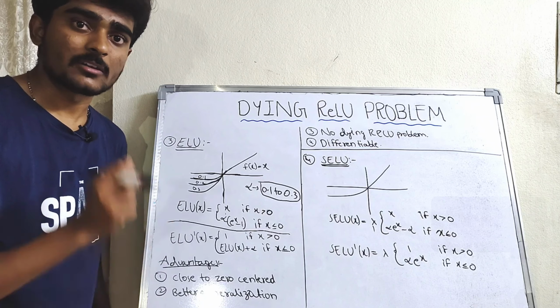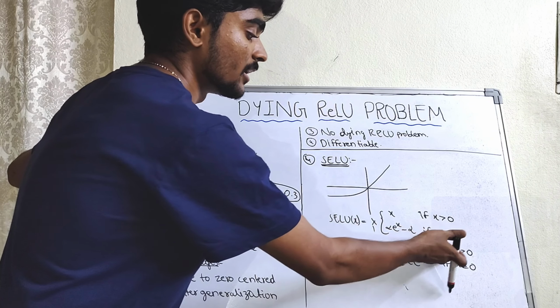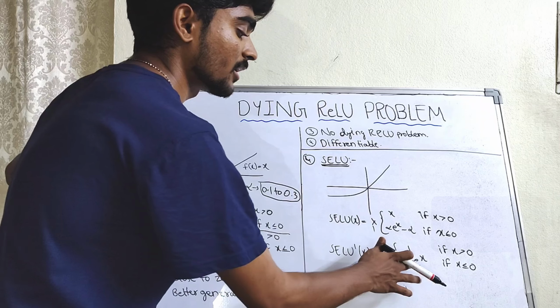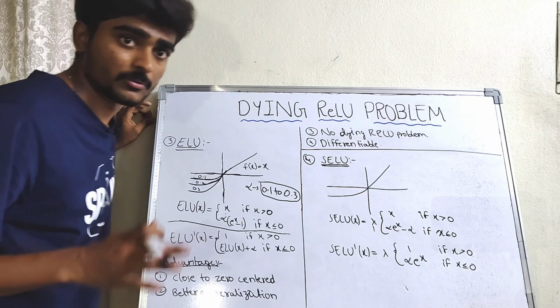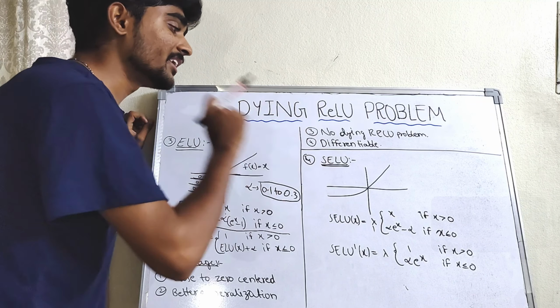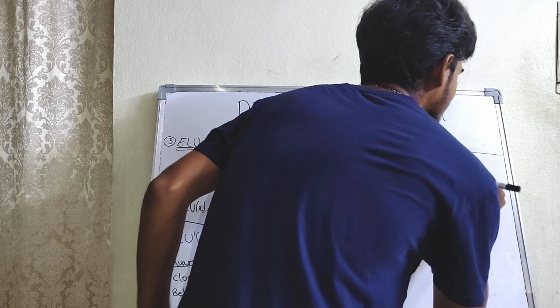Okay, this is the derivative value of SELU activation function, that is lambda multiplied by 1, that is lambda into 1 if x is greater than 0, and lambda times alpha into e power x if x is less than or equal to 0. Okay, there is one major advantage with this SELU activation function, that is, let's consider a hidden layer.